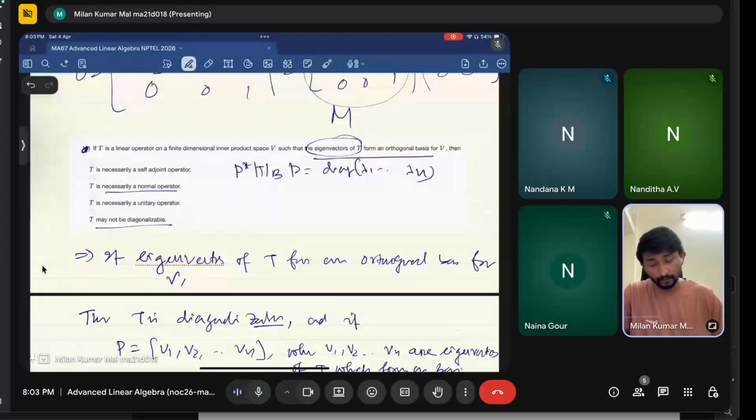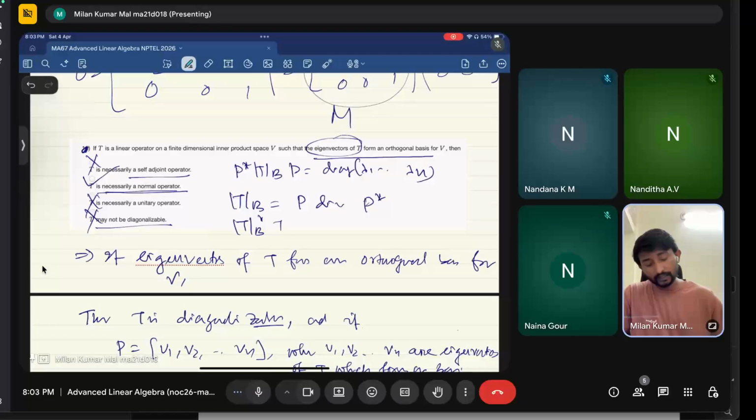So that option is not correct. T is necessarily unitary: that is an incorrect option. T is necessarily self-adjoint: that is also incorrect. T is necessarily a normal operator: that is for sure, because T_B is equal to P times this diagonal matrix times P star. Now you can check that T_B star T_B equals T_B T_B star.